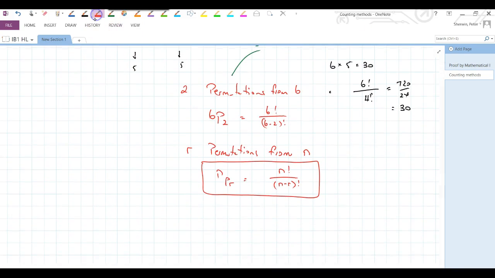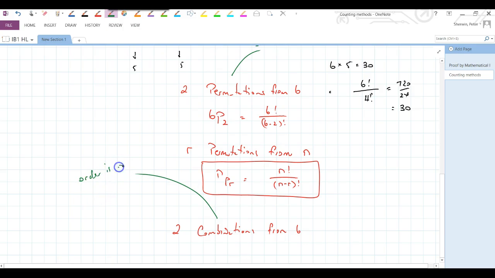So for combinations, we want two combinations from 6. Now combinations, we just made the note there, order is not important. Then our calculation is going to be 6 factorial over 4 factorial, but we want to divide by another 2 factorial in this case, because there are 2. So what we end up with is 720 over 24 times 2, so that's over 48, which is 15.